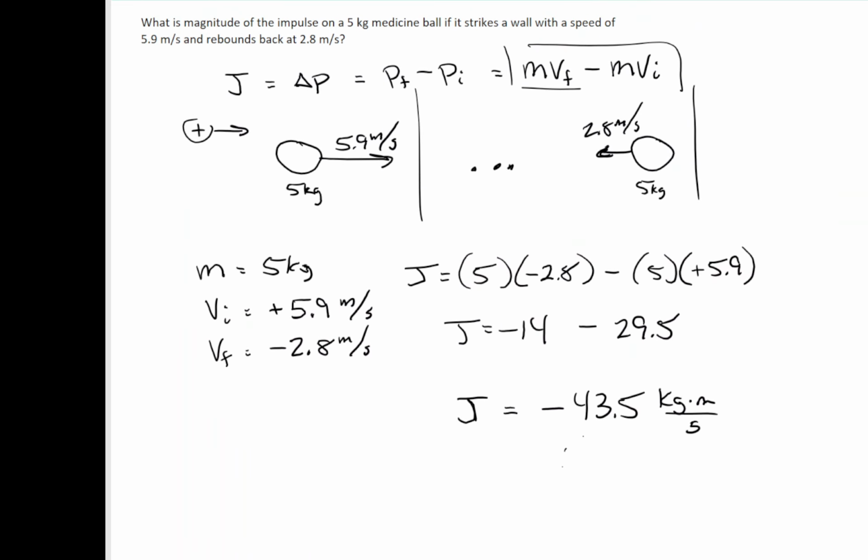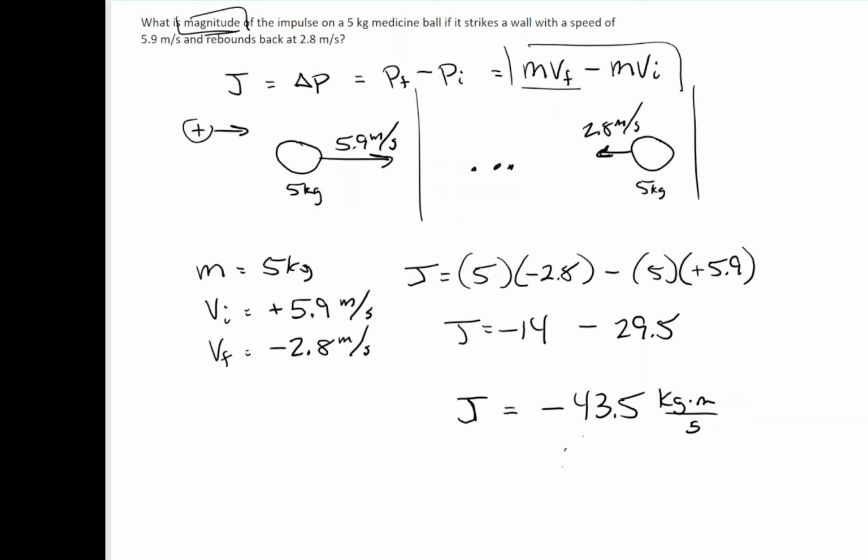Now, another thing to be careful about. What do they want as an answer? I have my impulse as being negative 43.5. But what if I drew the wall on the left and had the ball starting going to the left? I might call that the negative direction, in which case I could have an impulse that's positive. Depending on how I drew the picture, I actually could get a positive or a negative because the problem doesn't indicate it, which is why the problem asks for the magnitude of the impulse.